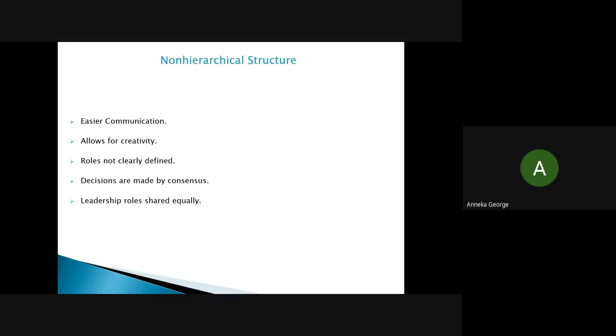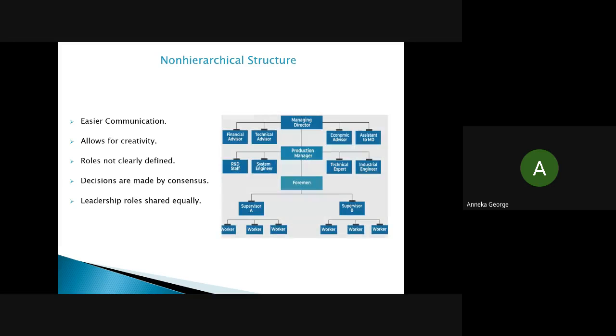The last structure is the non-hierarchical structure. So the non-hierarchical structure, basically, it is much easier. Employees report to one single leader. It encourages flexibility and creativity. It is basically totally different from the normal pyramid structure, and roles are not clearly defined.